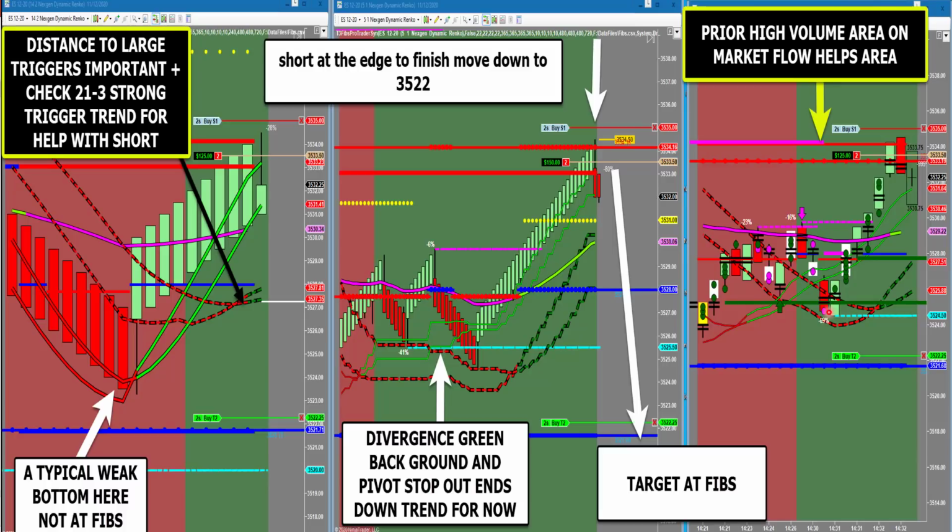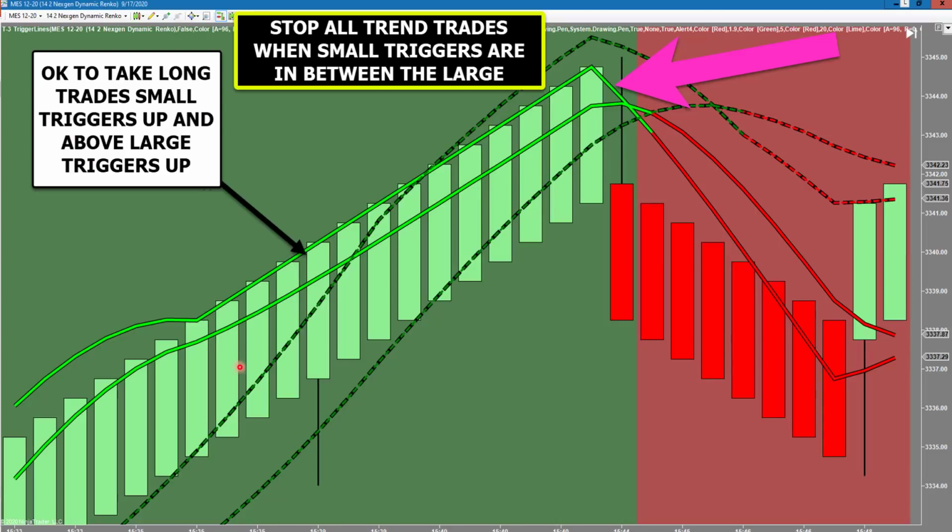Which doesn't mean the market's going to go down forever, but that's the usual look to take you back up to your higher area so you can go short from a higher area. And again, keeping in mind, it's important to ignore those when it's like this at first. And then when our triggers are inside of each other, you can really pay attention to what's happening at the market flow when you're stopping your trend trades.